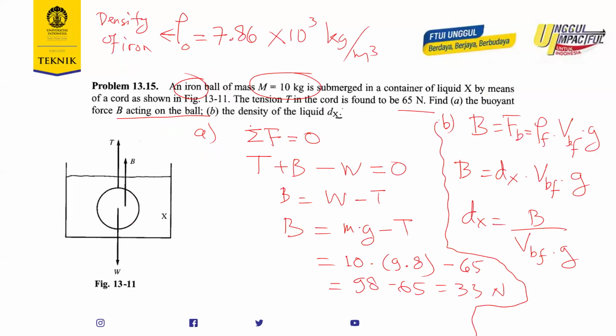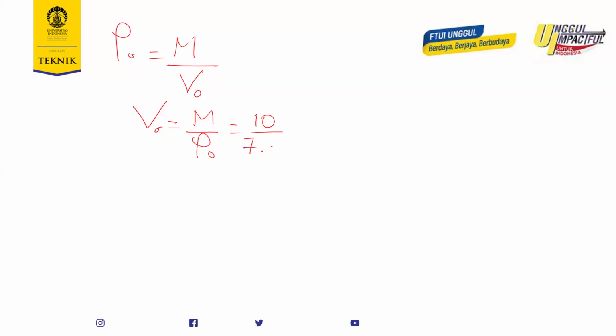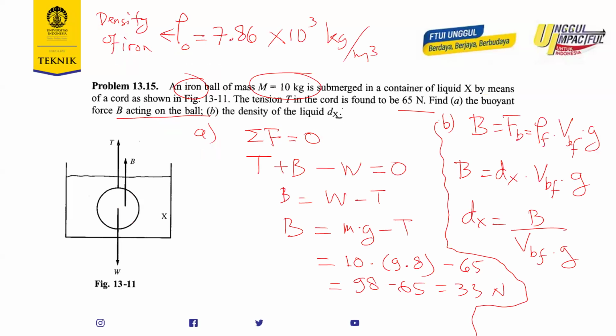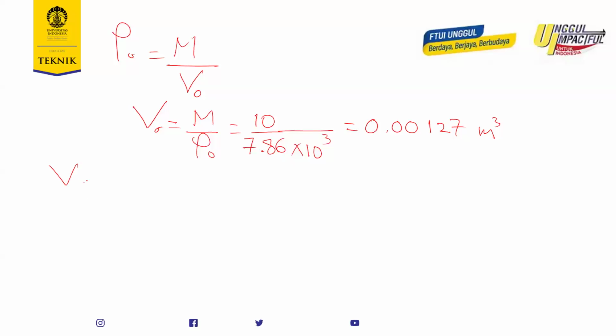The mass is 10 kilograms divided by 7.86 times 10 to the power 3. So it becomes 0.00127 meter cubed. This is the volume of the object. Since all of the volume of the object is submerged in the fluid, the volume of the object is equal to V_BF.